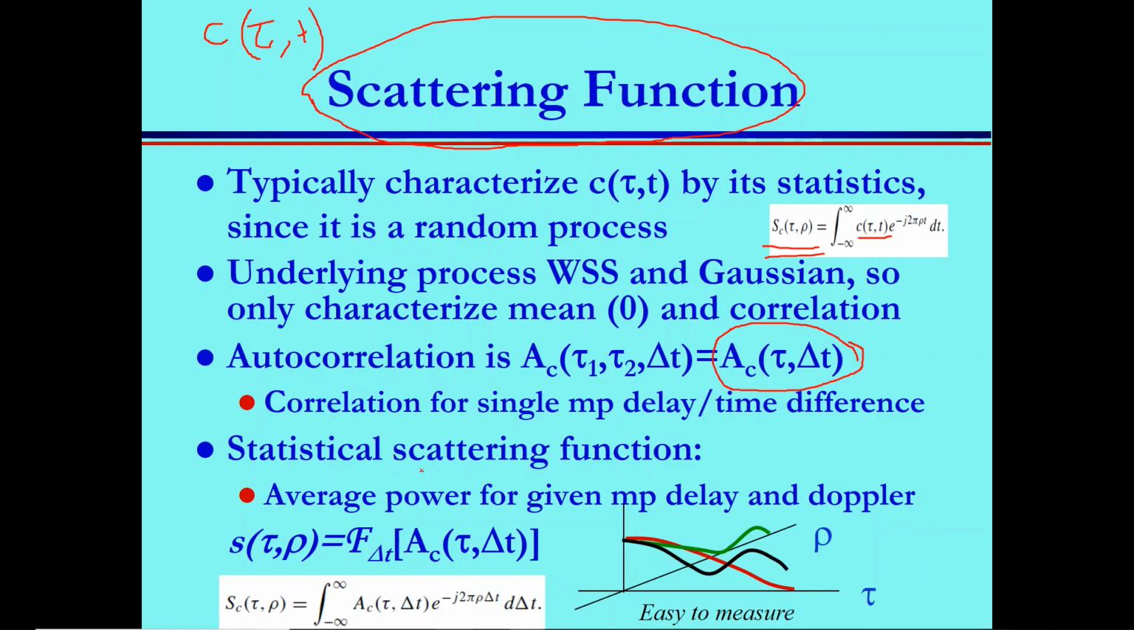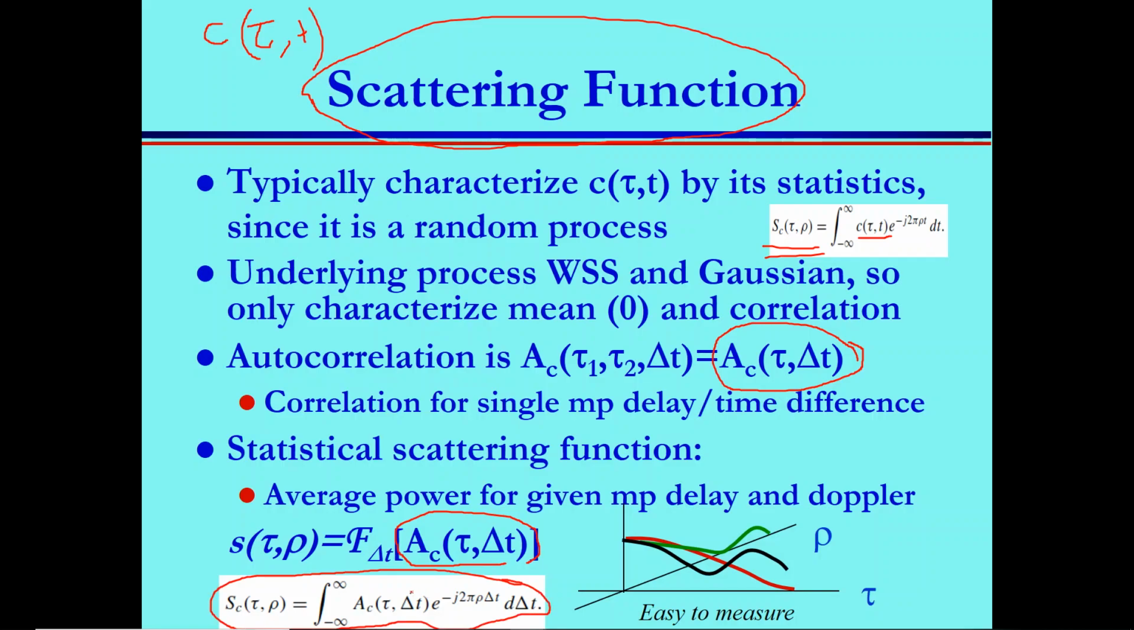Now what we are interested in, since the channel is random, yes, we will get a random scattering function. And this random scattering function becomes a function of tau and rho, where tau represents the delay spread and rho represents the Doppler spread. And you can get this by taking the Fourier transform of the autocorrelation function of your channel with respect to delta t. And this is the mathematical equation you use to get that.